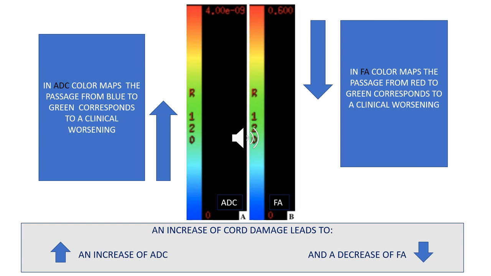In this slide, you may see the behavior of these two parameters in a color scale. On the right, when we have a passage of FA from red to green and blue, we have a decrease of fractional anisotropy and a damage of the spinal cord. On the left, it is the opposite: an increase, that is, a passage from blue to red, means that there is a damage of the cord.